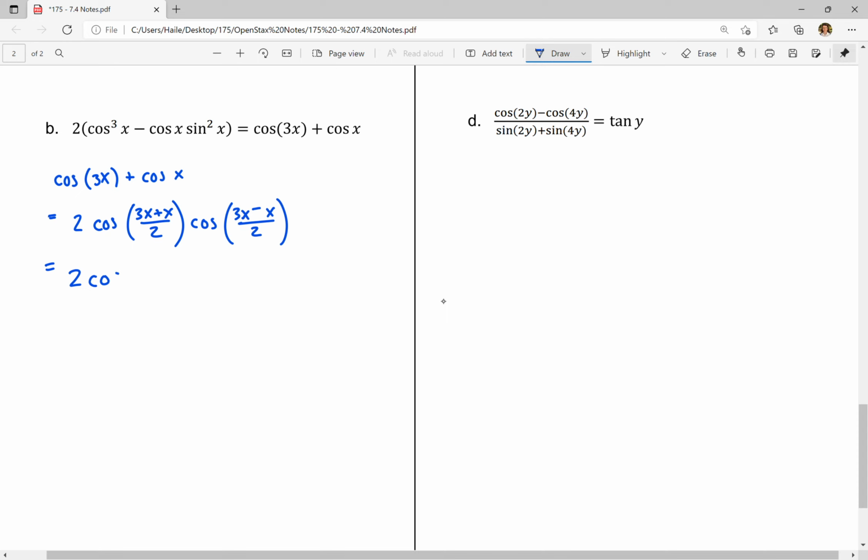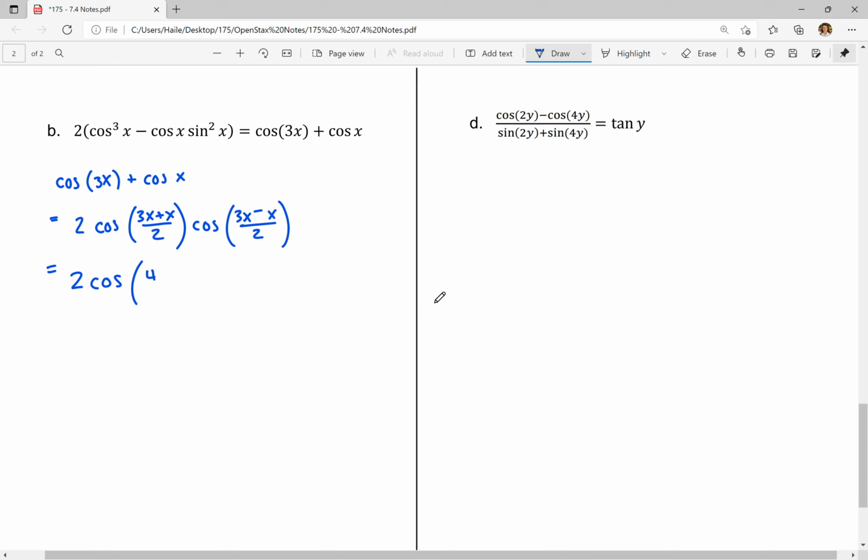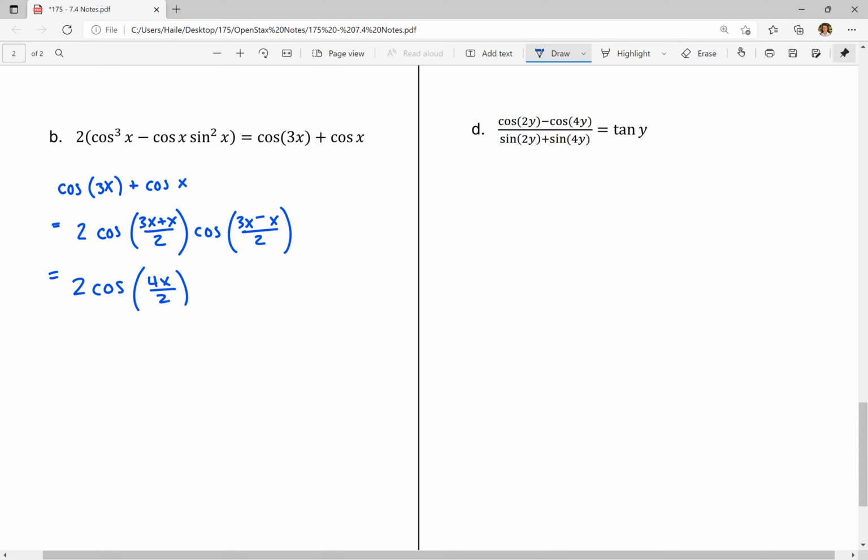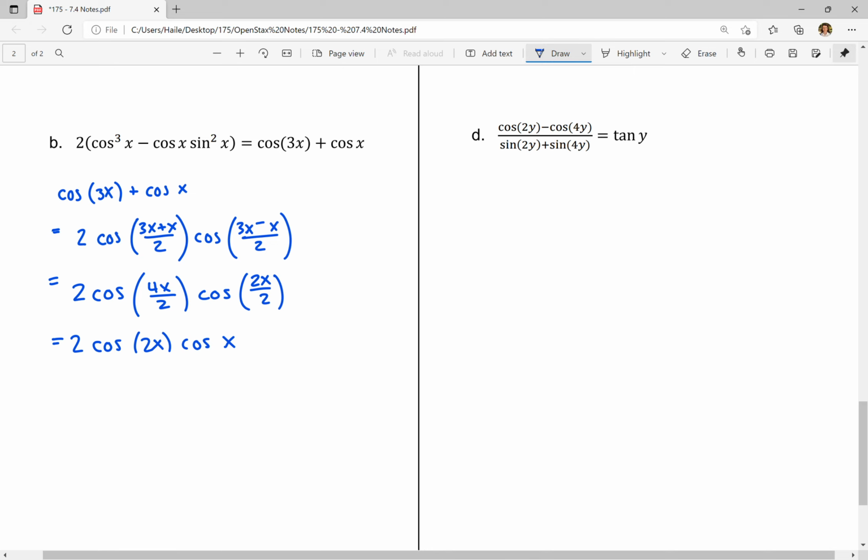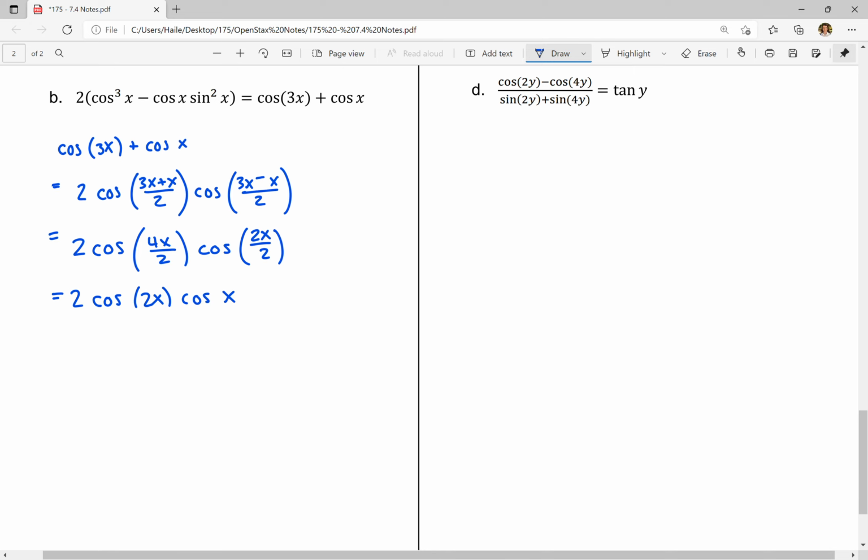So we have 2 times cosine of 4x over 2 times cosine of 2x over 2. All right, and if we keep simplifying, we get 2 times the cosine of 2x times the cosine of x. Okay, so let's at this point pause and see where we want to end up. So we have 2 times cosine of 2x times cosine of x.